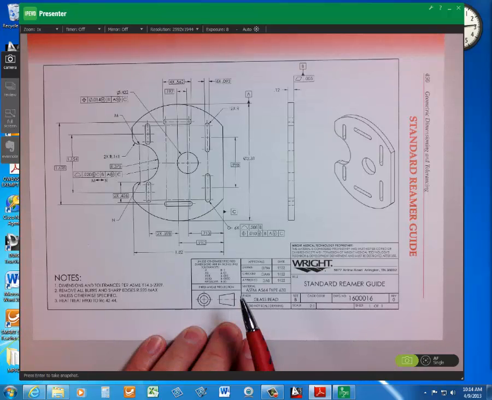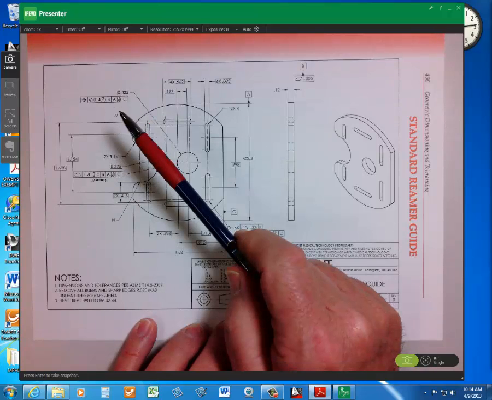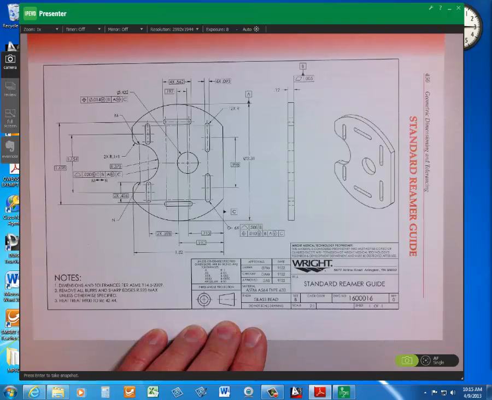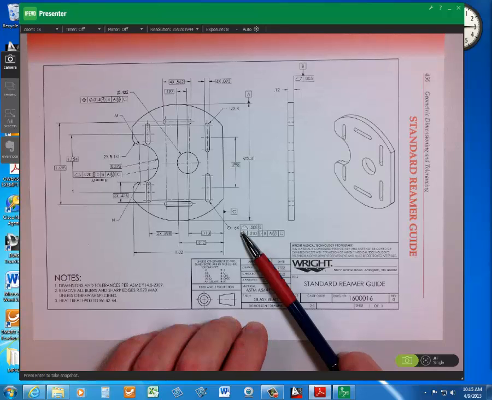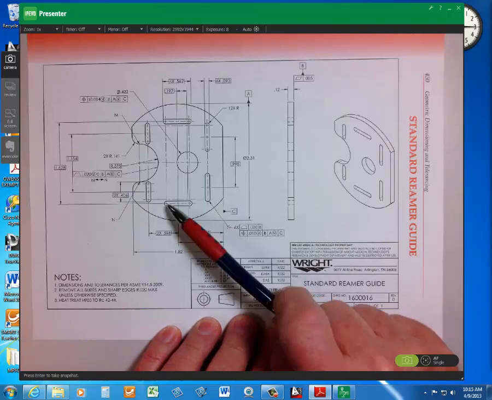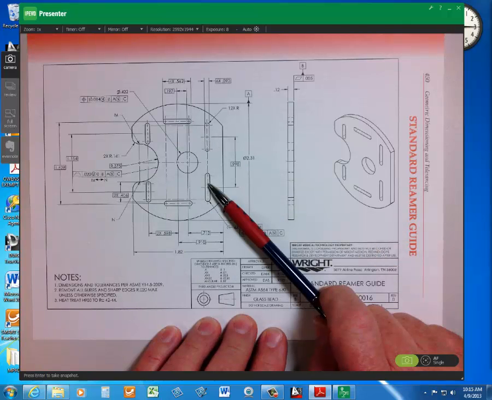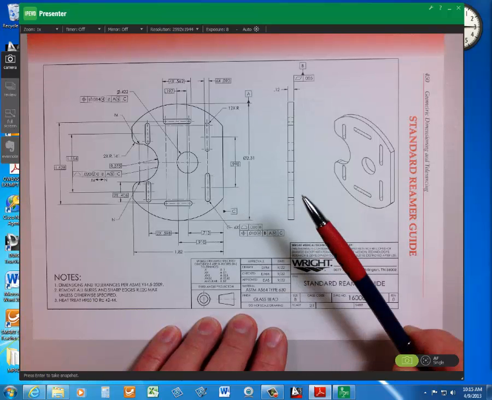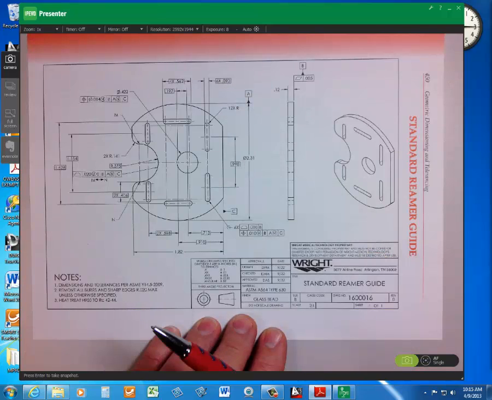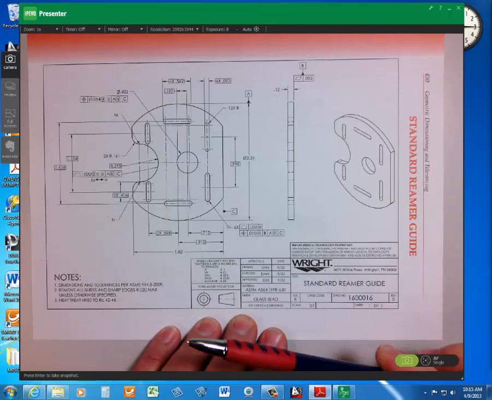The 6x dimension with the feature control frame. Refer to the 6x dimension. Where am I? Here we are. Okay. Describe the features and their size dimensions referenced by this. So the reference features are 6 slots. Okay. 0.093 wide. Basic. Interesting. Okay. 2 of the slots are 0.406 long.